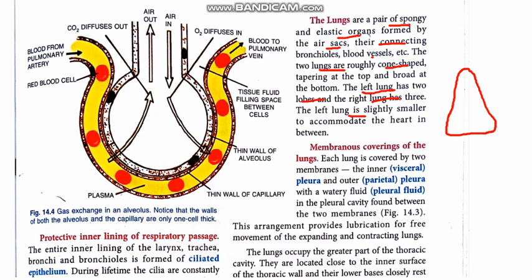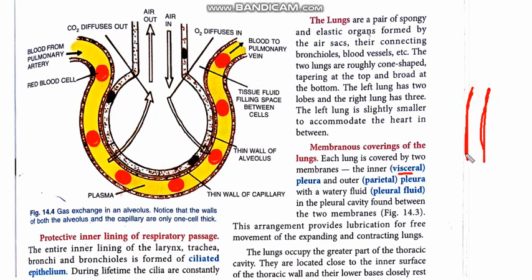Now what are the membranous coverings of the lung? So we have studied the pleural membranes, but I have at the time told you that there are 2 pleural membranes, okay. So the inner one is known as visceral pleura and the outer one is known as parietal pleura, and the fluid between them is known as pleural fluid, okay. And what is the function of it, that it provides lubrication for free movement of expanding and contracting the lungs, okay.